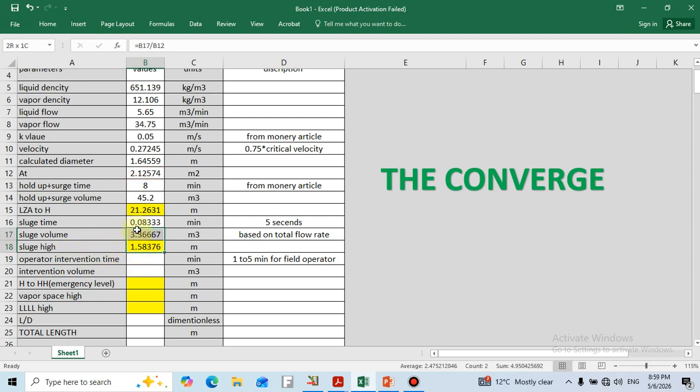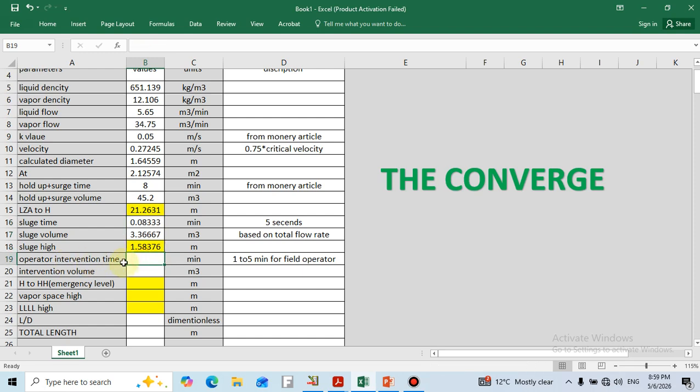I have talked about this process, but if you have a single phase feed, you can skip this procedure and you can easily take this distance as 0 meter.